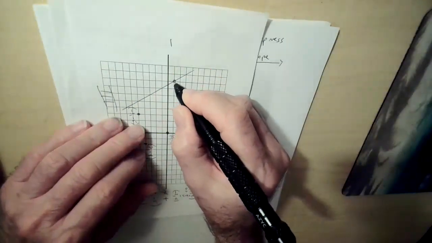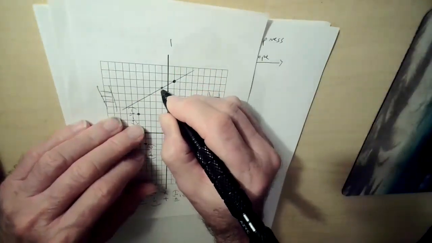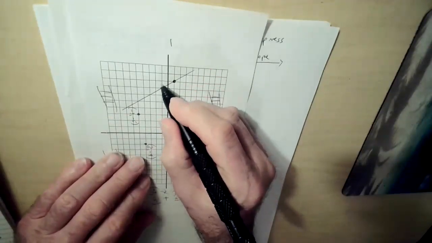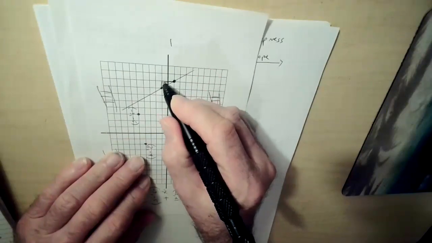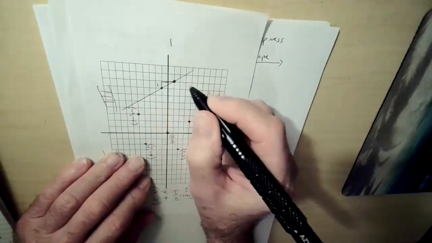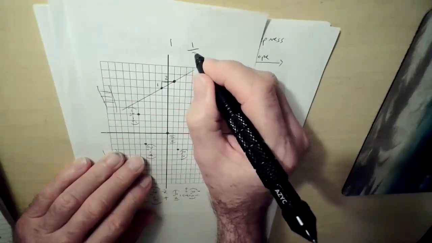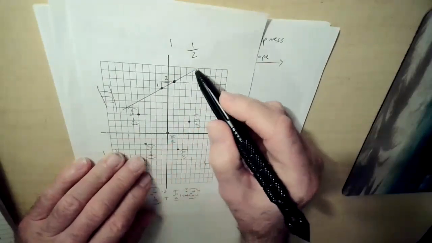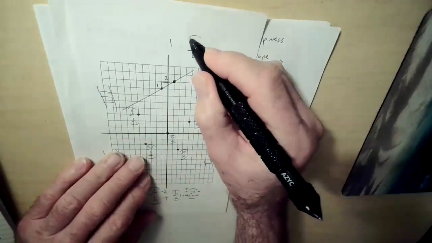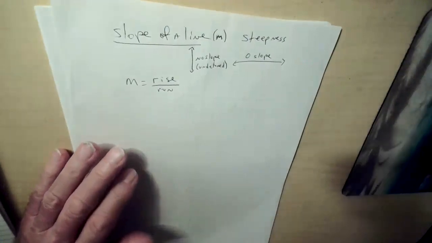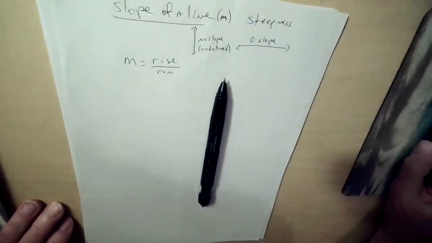Okay. There's a nice straight pretty line. We're going to find 2 points where this line exactly crosses. Here's one here, and here's one here. How much does it rise? It rises 1, runs 2. Rise over run. Does this look like a slope of a half? Yes. Okay, rise over run.